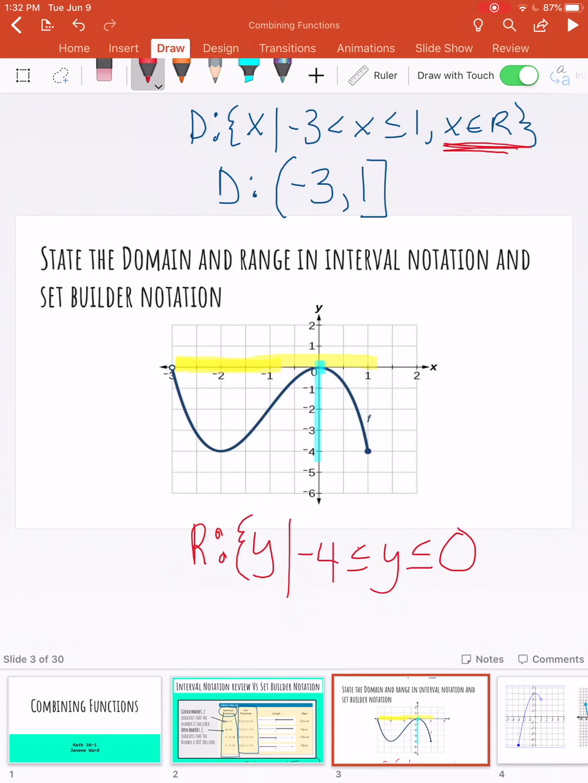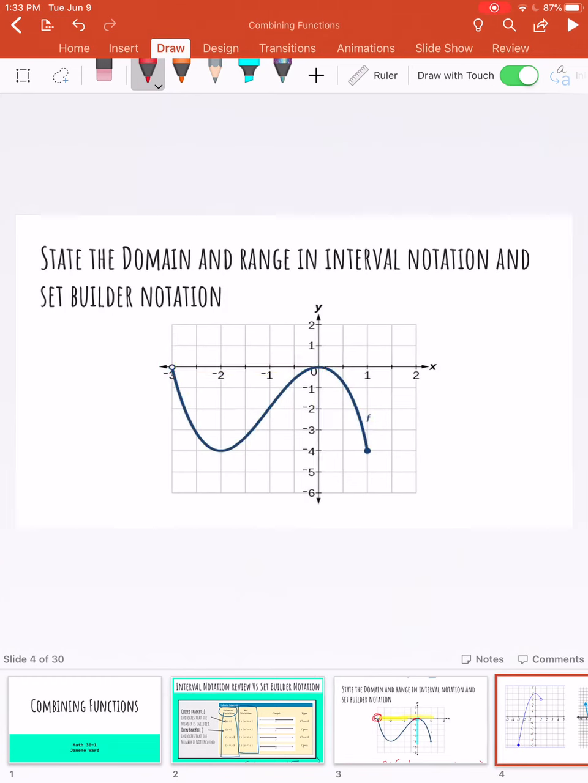Sometimes I have kids say, well, the dot's not colored in here. Yeah, but it does touch the x-axis here. It does touch it where y equals 0, so that means if it touches, it includes 0. So y is greater than -4 and less than or equal to 0. If I wanted to write this in interval notation, it would look like this. Both answers are acceptable.